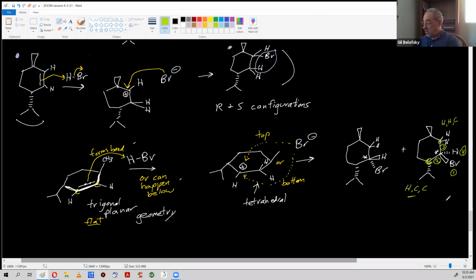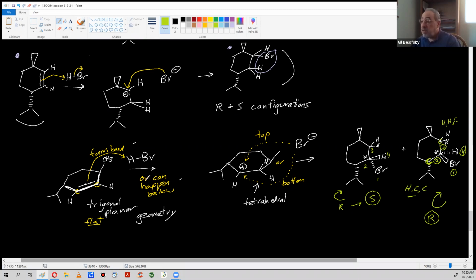1 to 2 to 3 with 4 pointing away from us is clockwise, R, which means this one by definition is S. But you can always double check because you already have the priorities assigned. 1, 2, 3 clockwise. However, with 4 pointing toward us, it's not R, it's S.